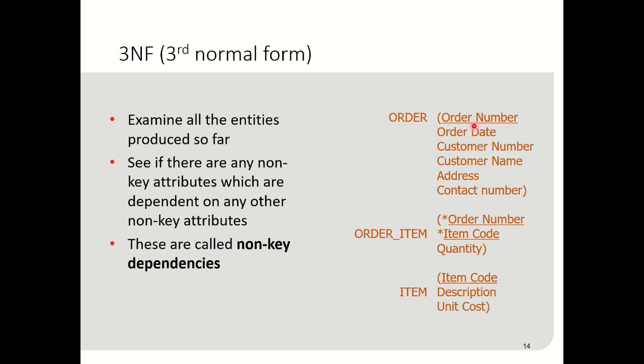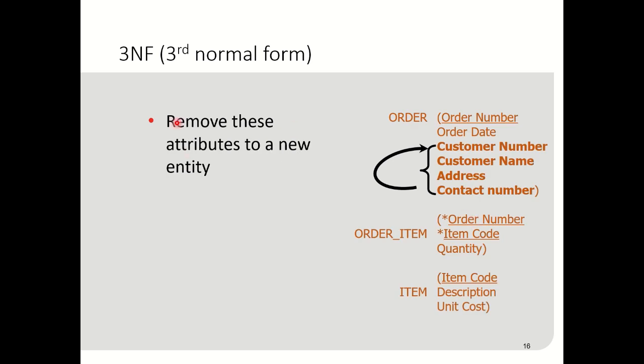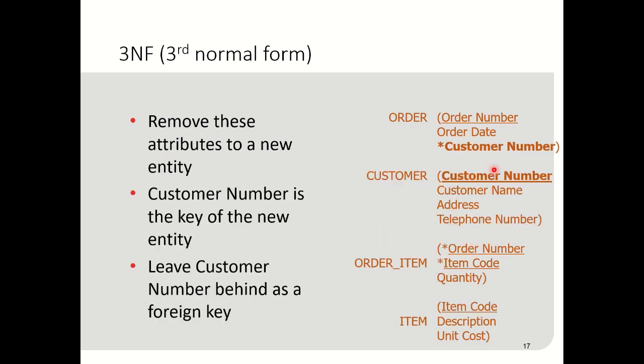Now when you look at here, the order date is dependent on order number, yes, but this customer number, customer name, address, contact number, all these things are basically dependent on customer number more than the order number. So basically we can take this and put it as a separate table. So you are considering this. So you are removing these attributes into a new entity, taking everything completely, and keeping this customer number as your primary key.